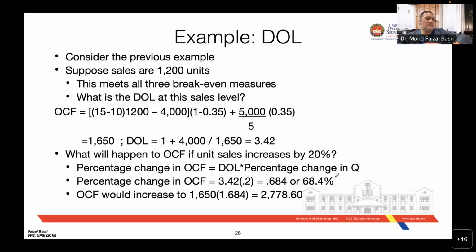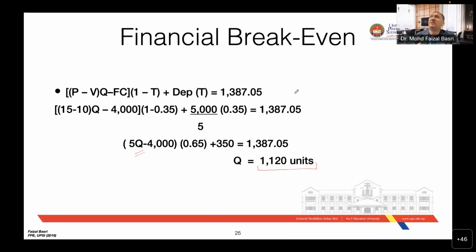Okay, consider the previous example, the one that we used just now. Suppose sales are 1,200 units. So this is our Q, whereby these 1,200 units meet all three break-even measures. If you go back to when we did the estimation, I summarized it here: for accounting break-even, the company has to achieve 1,000 units. For cash break-even, even lower, 693. So the company needs to achieve 693. And for financial break-even, the company needs to sell at least 1,120 units.